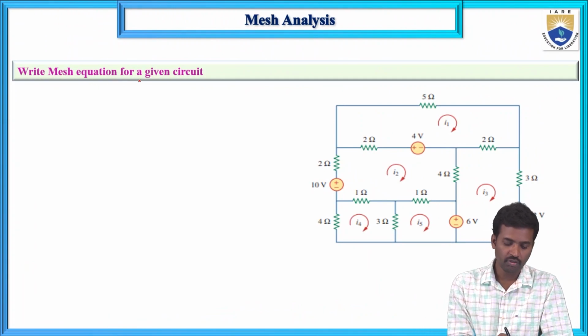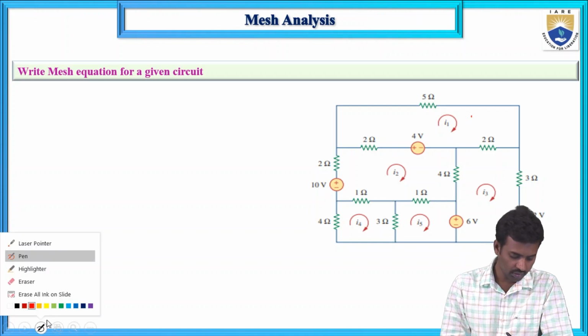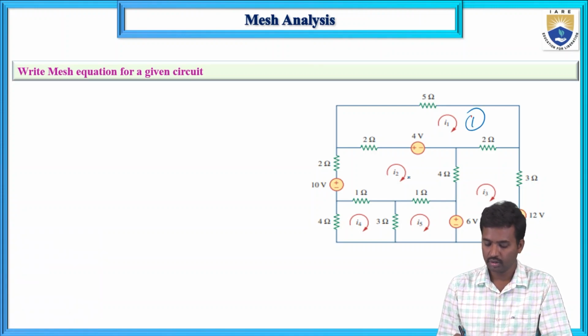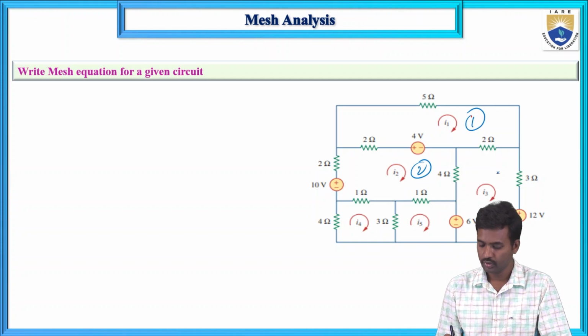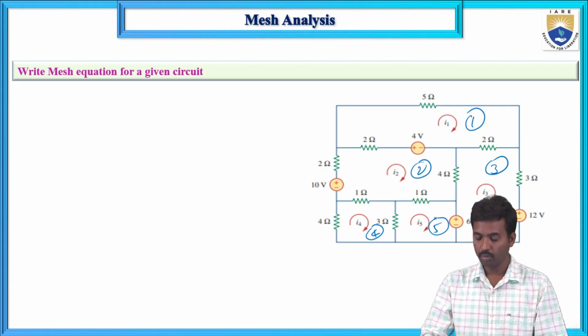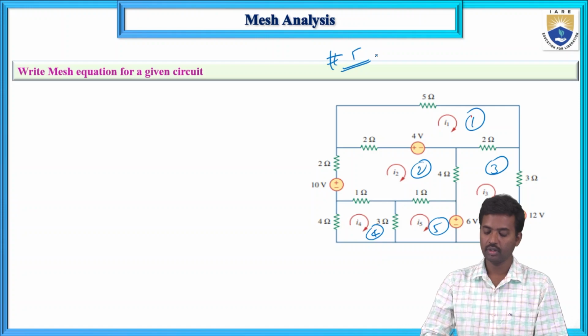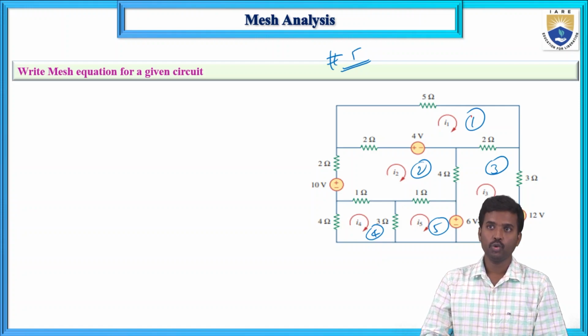Now, write the mesh equations for a given circuit. Same thing here. Mesh 1 is here, mesh 2, this is 3, and this one is a 4, 5. So total possible number of meshes here is 5, that is step 1. Step 2 is assume the mesh currents I1, I2, I3, I4, I5 in clockwise direction. Next, apply KVL in mesh 1.